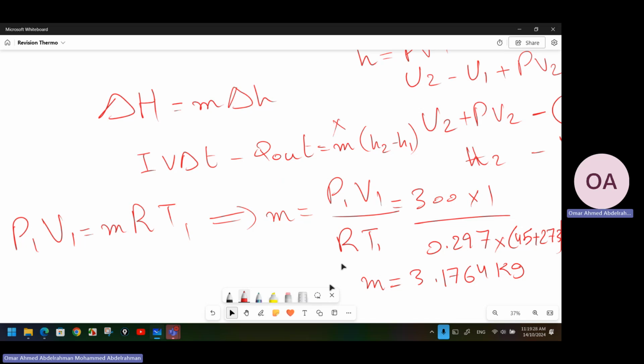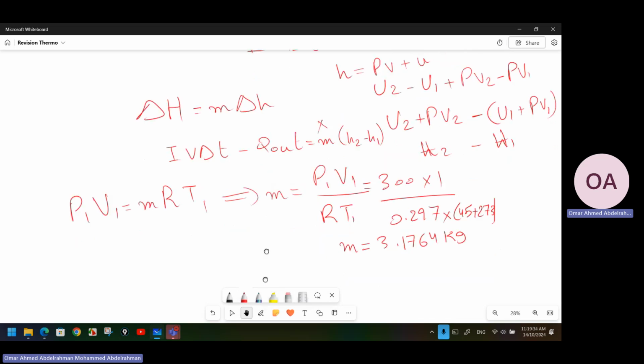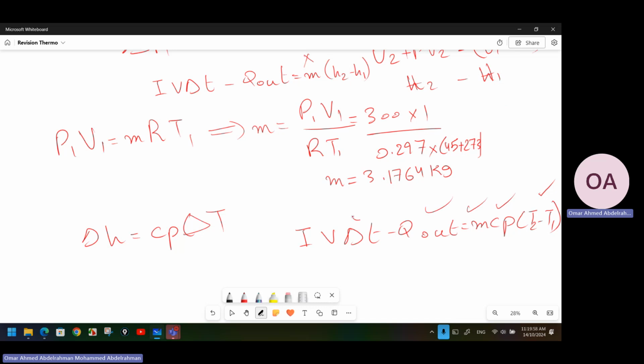The temperature at the 300 kilopascal, the first temperature. Okay. Then I will replace delta H by CP delta T. You know that delta h small is equal to CP delta T. So I will replace it with T2 minus T1. So I will have IV delta T again minus Q out equal to m CP (T2 minus T1). I have everything. I have T1, I have CP, I have the mass, I have Q out. Then I can calculate T2.